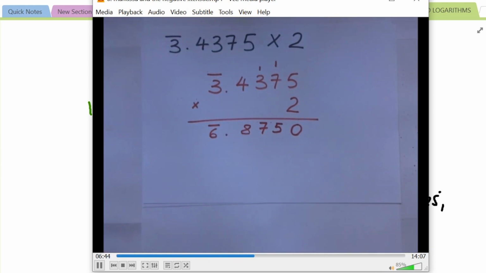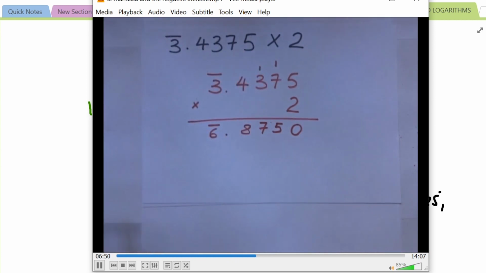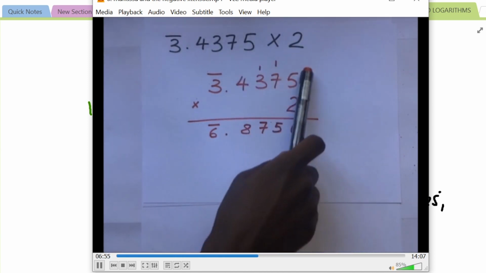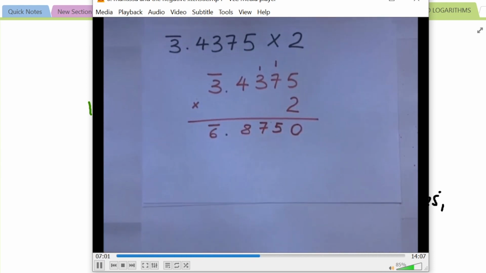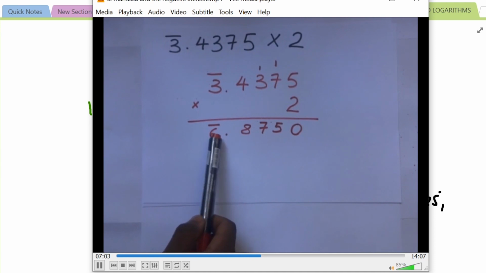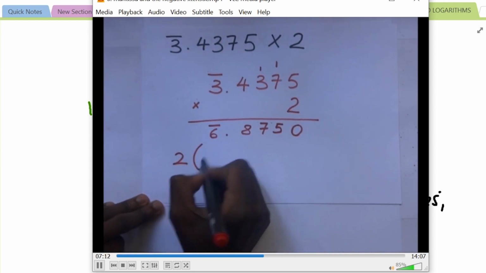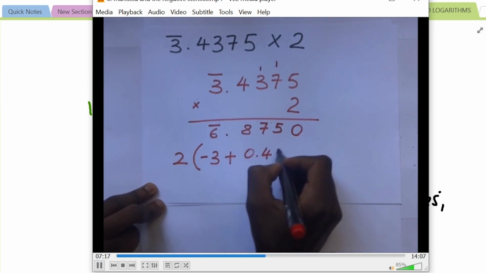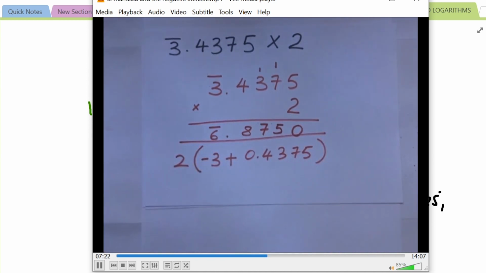So when we are multiplying logarithms, because this is a logarithm, we multiply the characteristic independently from the decimal part. So the answer here is 6 bar 0.8750. If you look at it this way, this is like saying 2 multiplied by negative 3 plus 0.4375. This is how we should look at it.